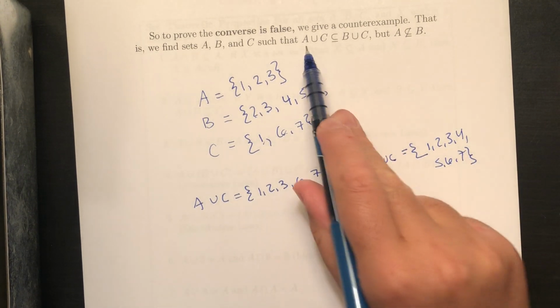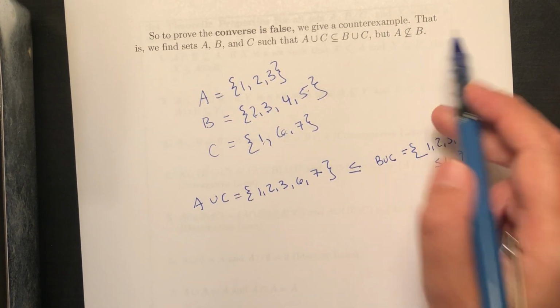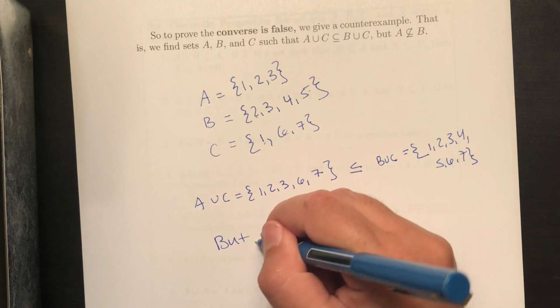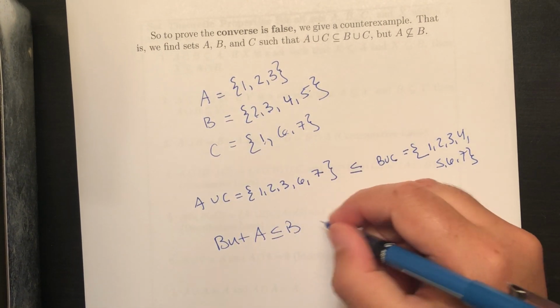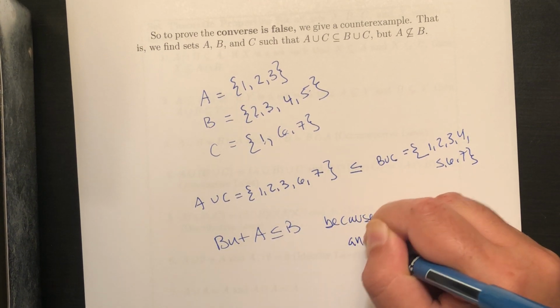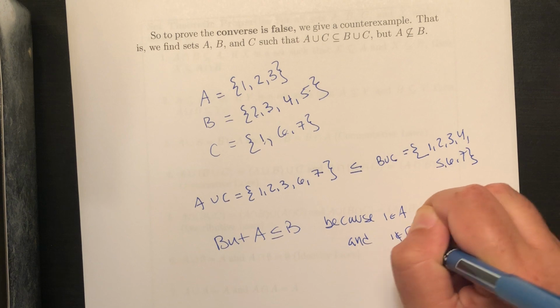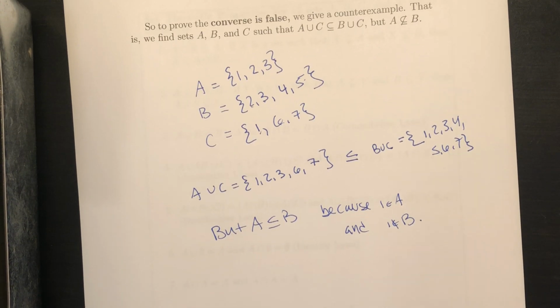Okay, so this hypothesis is true, but the conclusion is not, right? A is not a subset of B. And that's because we found an element that's in A that's not in B, because 1 is an element of A, and 1 is not an element of B. This shows that the converse of that statement was false.